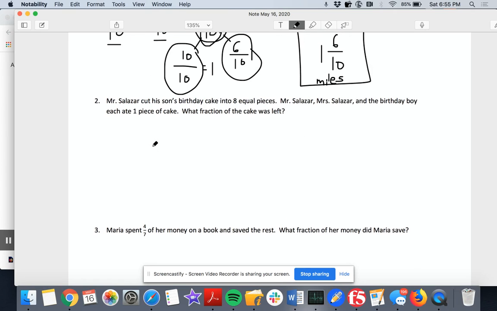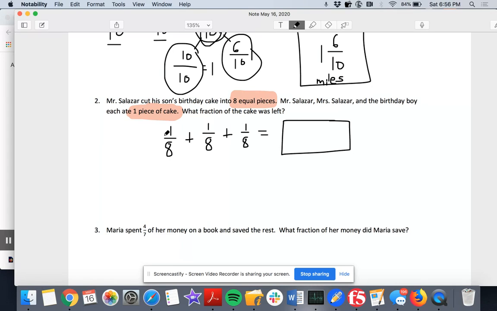Okay, let's read number 2. Mr. Salazar cut his son's birthday cake into 8 equal pieces. So the cake has 8 equal pieces. Mr. Salazar, Mrs. Salazar, and the birthday boy each ate 1 piece of the cake. What fraction of the cake was left over? Okay, so this is a multi-step problem. So first, you need to figure out how much of the cake was eaten.